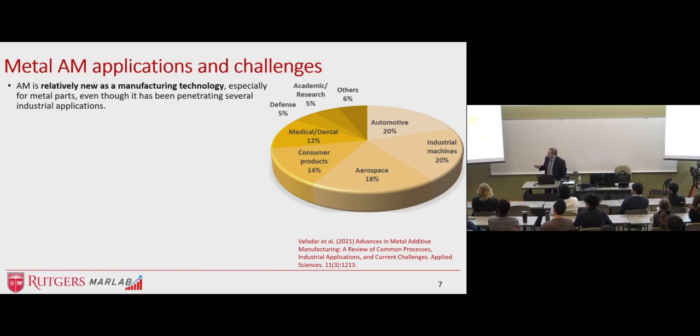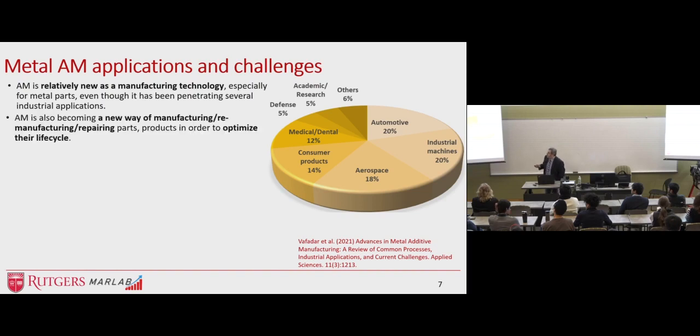So if you look at the challenges in metal AM, where metal AM was able to penetrate the most, you can see that it's already penetrated some industries like aerospace, automotive, industrial machines, medical and dental fields. So it is penetrating in several industrial applications as a new way of manufacturing, remanufacturing, and repairing parts and products in order to optimize their life cycle.